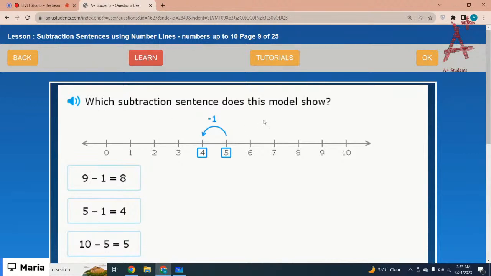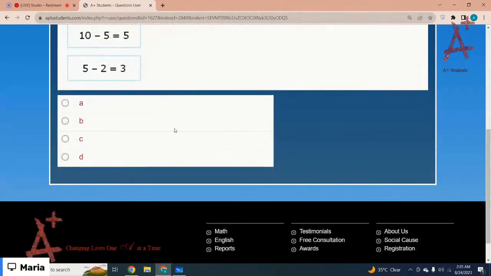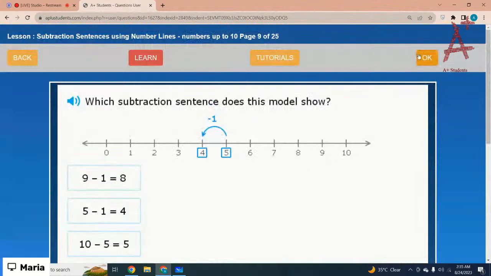Which subtraction sentence does this model show? You started with 5, you go back 1, and you ended with 4. That means 5 take away 1 equals 4. That would be option B. B is the correct option.